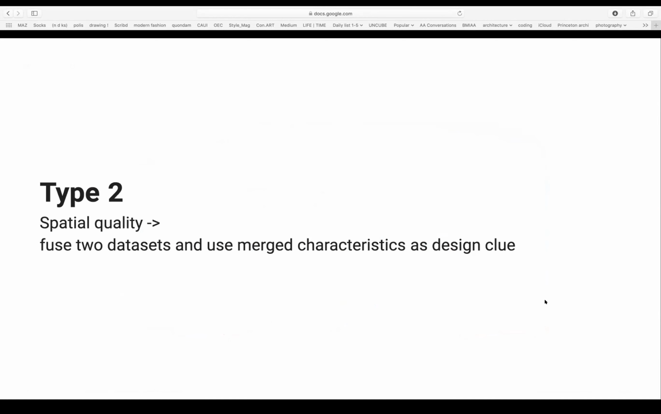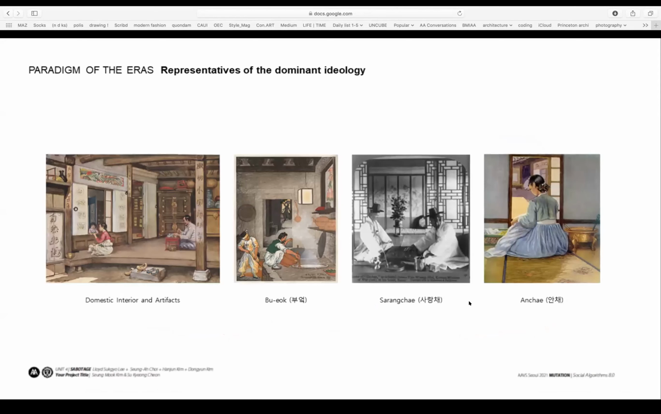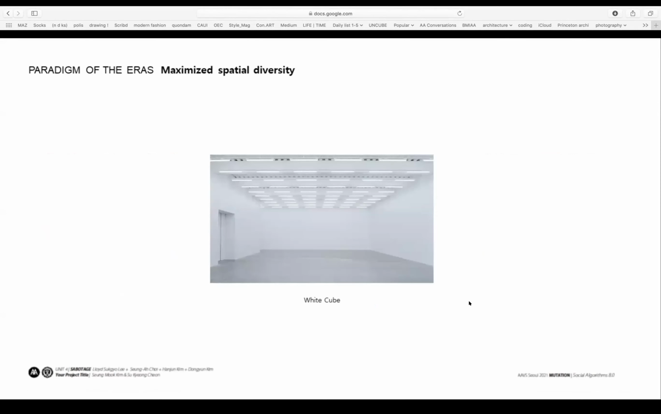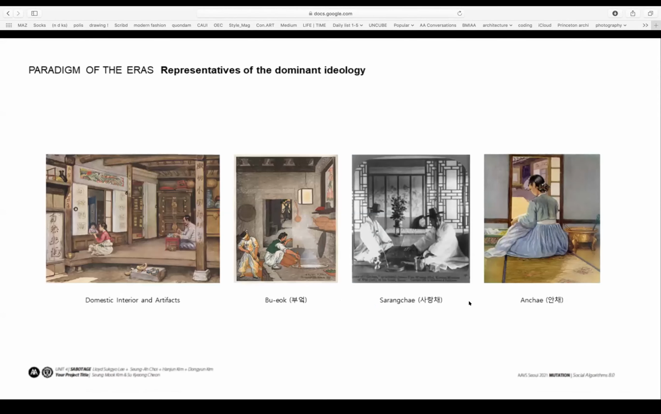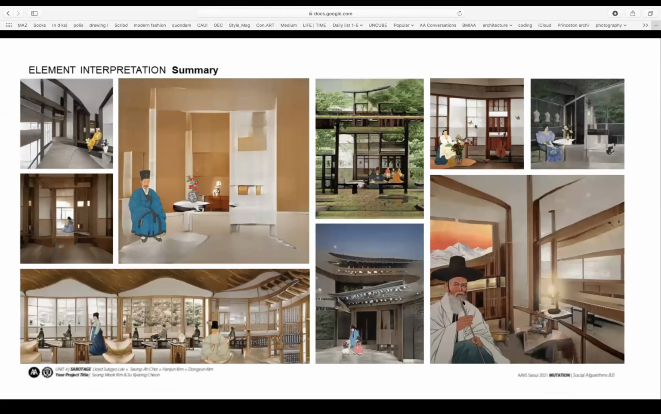And type 2 was from spatial quality, fusing two data sets and using the merged characteristics as a design clue. We had team 3 and team 5 for this one. Team 3 is going to present a bit more about this later, so I was just going to quickly show their concept image from today. They tried to combine traditional images and their modern architecture, which is more like minimized space.